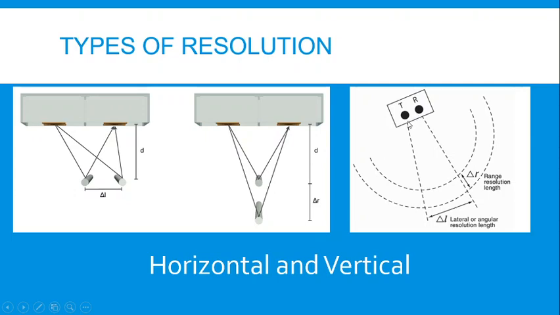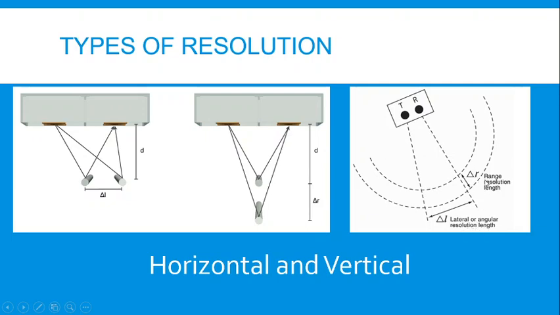So what happens when we send the pulse? It doesn't go in a straight way. It goes with a spherical character. These two dotted half circles represent the half spheres in 3D. The difference between these is the footprint of the antenna. As the antenna's range of investigation increases, the resolution decreases. So delta L is increasing, which is known as the lateral or angular resolution length.